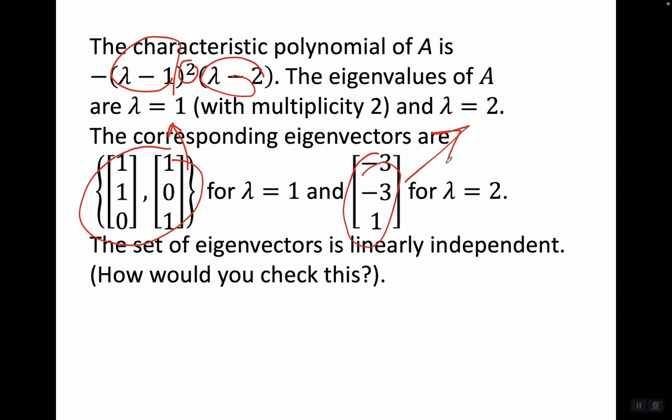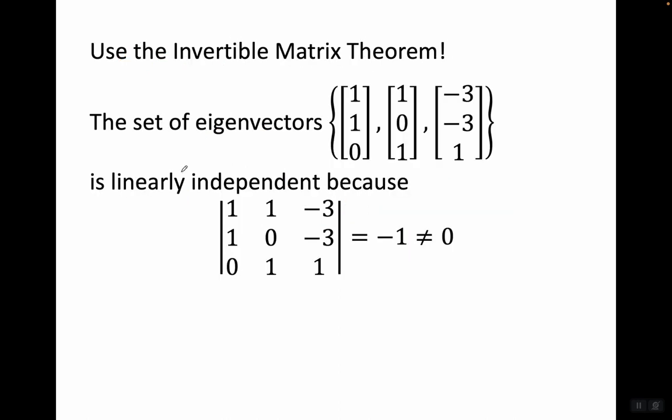The set of eigenvectors is linearly independent. So if you look at this set of 3 eigenvectors, that set of 3 vectors is a linearly independent set. How would you check this? We know how. Use the invertible matrix theorem.